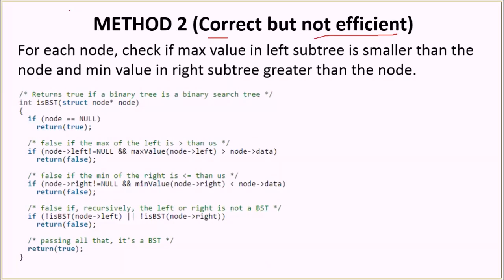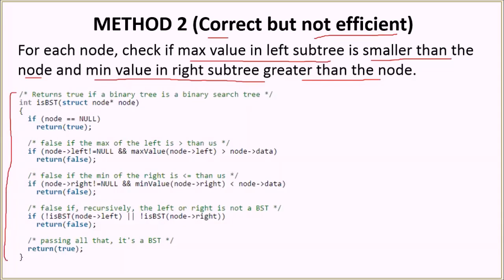So here for each node, instead of checking the immediate left or right child, we'll be checking if the maximum value of the left subtree is smaller than that of the node, and the minimum value of the right subtree is greater than the node. So again, we have the code here. We are doing the basic check that if node is null, then return true. Then we have our 3 conditions here.